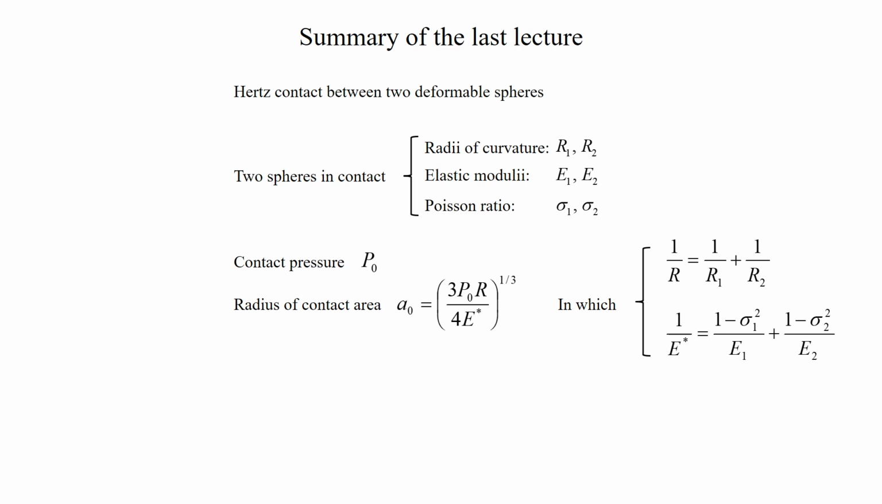Before I start with interaction, let us go back to the Hertz contact mechanics that we discussed a few lectures back. Here we had two spheres in contact. Their radii of curvature are r1 and r2, the Young's moduli are E1 and E2, and the Poisson ratios are sigma 1 and sigma 2.